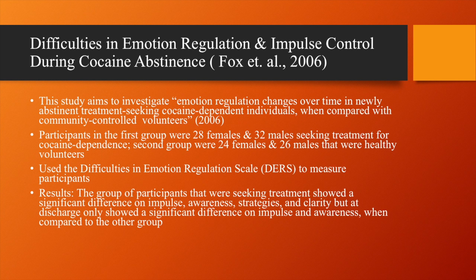They used the Difficulties in Emotion Regulation Scale, DERS, to measure participants. So researchers concluded that the group of participants that were seeking treatment showed a significant difference on impulse, awareness, strategies, and clarity, but at discharge only showed a significant difference on impulse and awareness when compared to the other group.